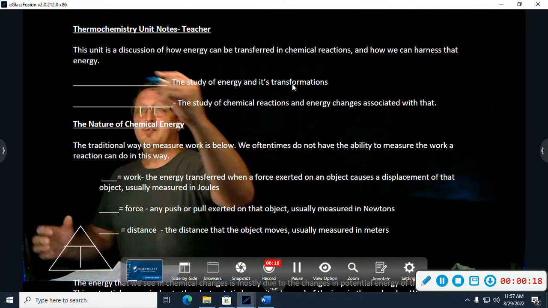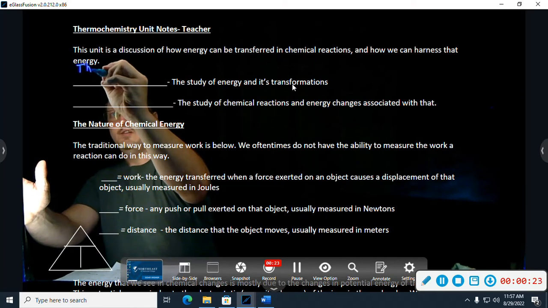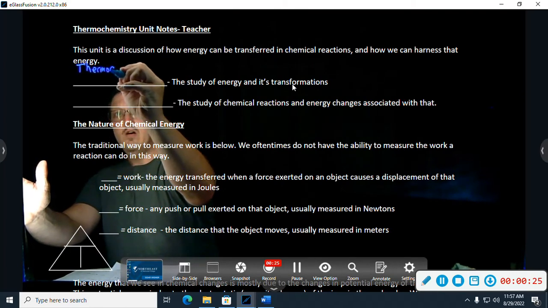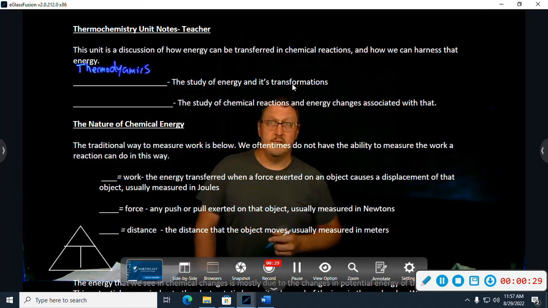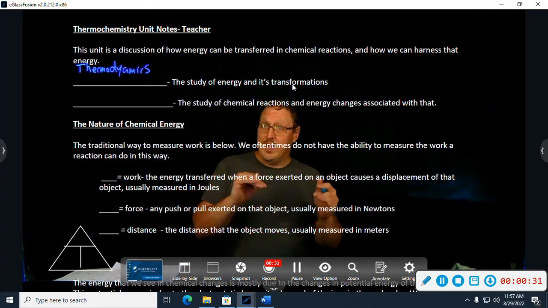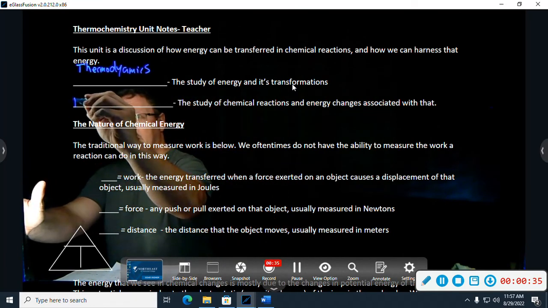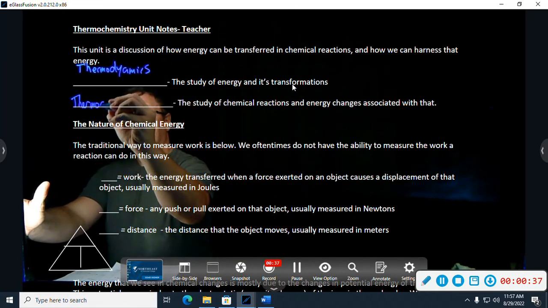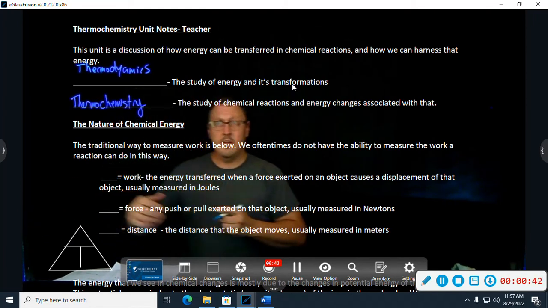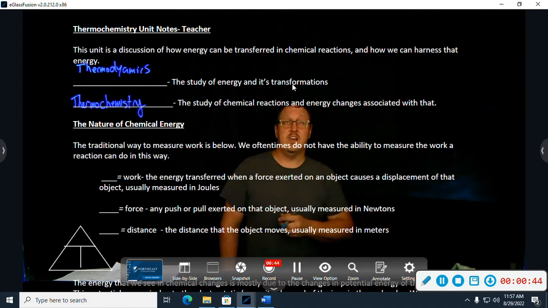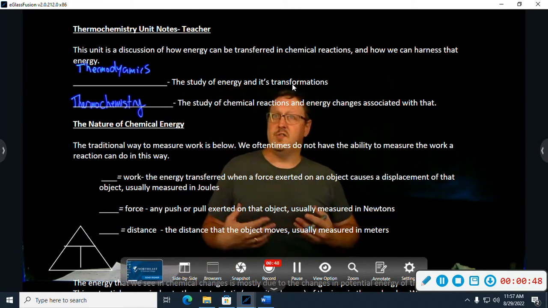And so the first thing that we want to talk about is thermodynamics. So thermodynamics, wow, sorry I missed the line a little bit there, is the study of energy and its transformation. What we care about is thermochemistry. And thermochemistry is the study of chemical reactions and energy changes associated with that. And so that's where we're starting.